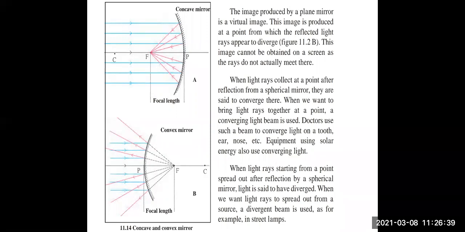Whereas in the convex mirror, the arrows of the reflected rays are spread in the atmosphere. They are not towards a single point. So we will go through the lines.